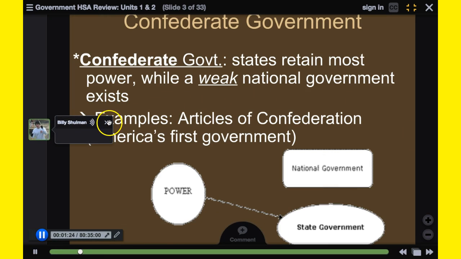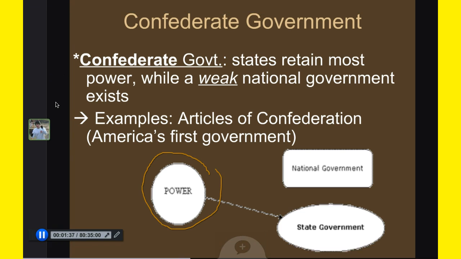The first type of government we're looking at today are Confederate governments. And if you look at the image down here, you can tell that the concept of power is pointing towards the state governments. Because in a Confederate government, the states have more power than the weak national government.